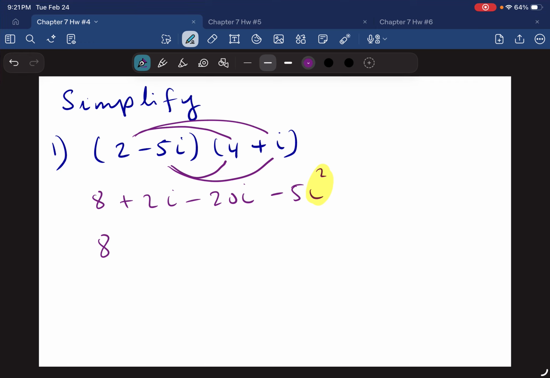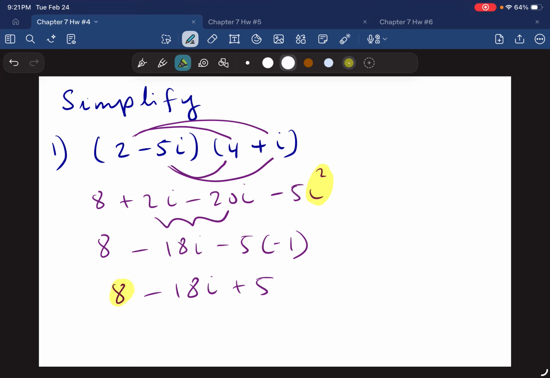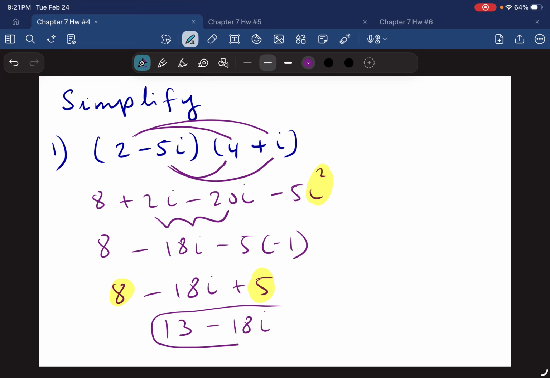So 8, these two right here are like terms. We combine them. So that's going to be 8 minus 18i, and the -5 times -1, so -5 times -1 is positive 5. These two right here are the same terms, so we're going to combine them. So that's going to be 13 minus 18i. And that's it. That's how you would multiply imaginary numbers. Okay, let's move on to number 2.